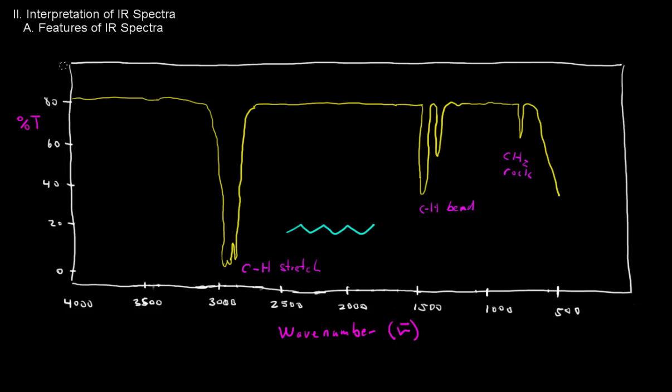So 100% is at the very top here. That means all the light's getting through. And as we scan along the different frequencies of infrared light, different functional groups, different types of bonds will absorb, so the percent transmittance will go way down.